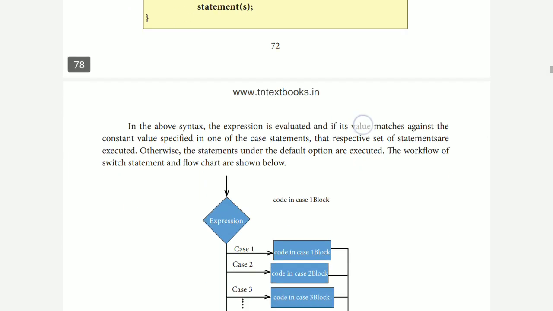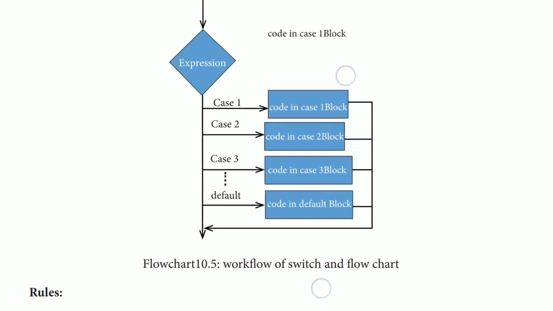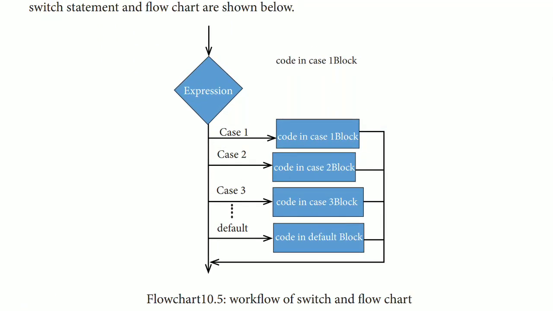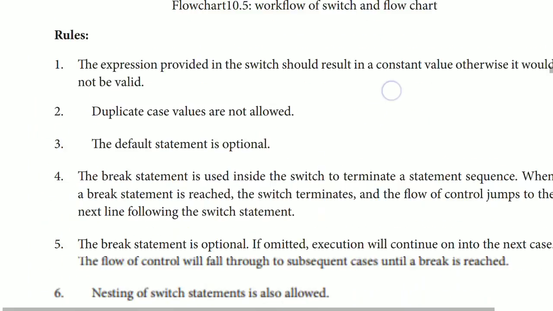So next, you can see that this is the flowchart diagram of it. The expression is given here. If the expression has any value related to this case 1, 2 or 3, then the case will be executed. If the expression results in some value which is not present in the cases, then it will directly go to the default value. Okay, so we'll see an example here.